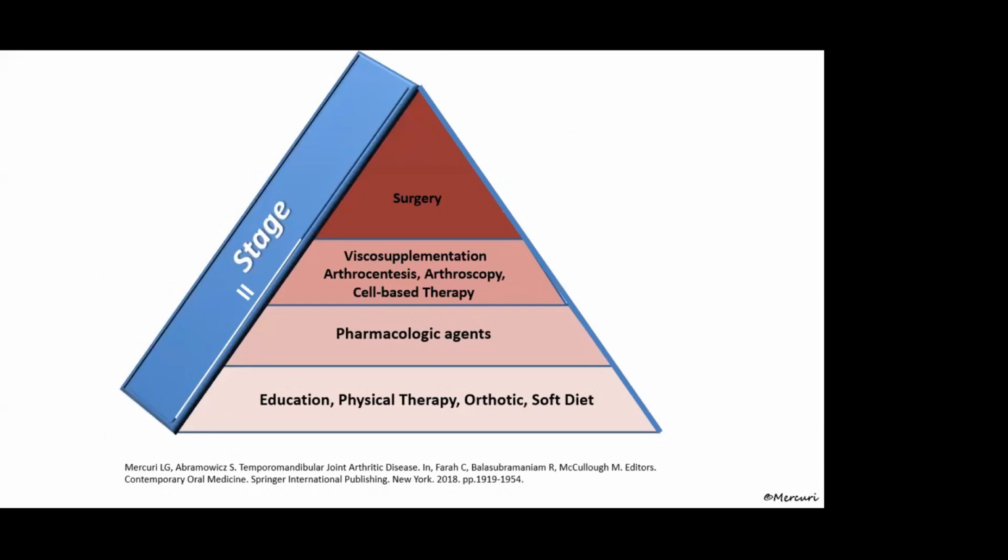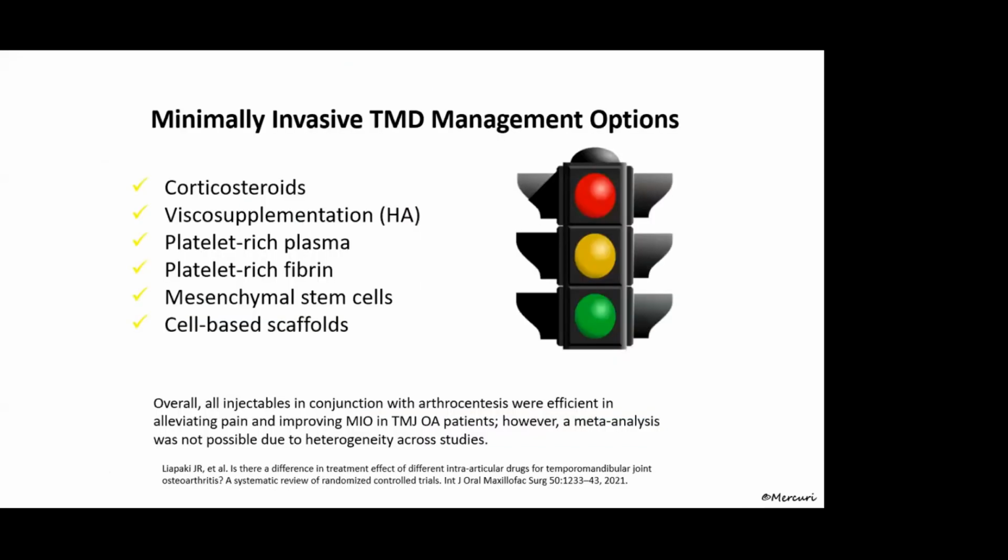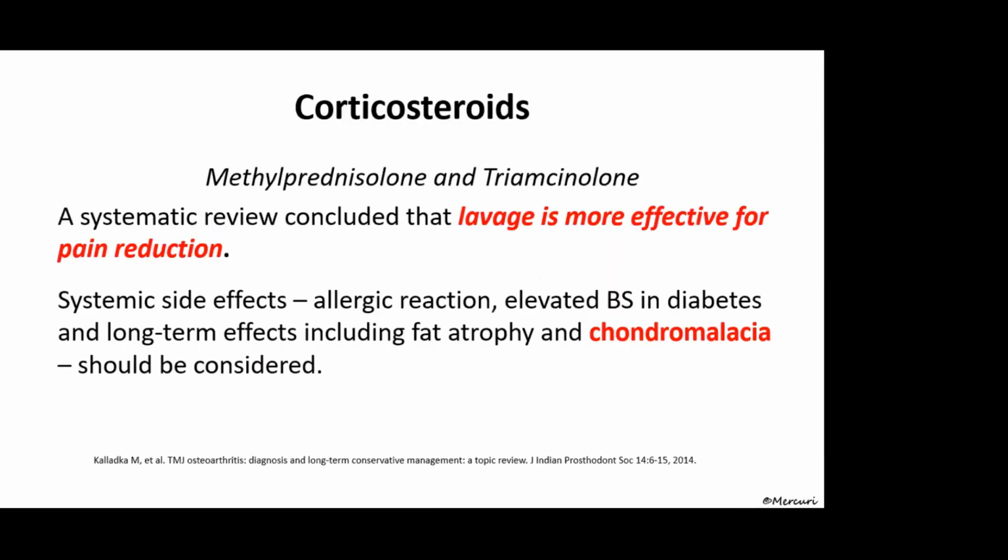When we get to stage 2 disease, we can look at viscosupplementation, arthrocentesis, arthroscopy, and cell-based therapies. All of these are yellow, meaning that there really is no good literature that supports the use of any of these. So let's talk about them a little bit.